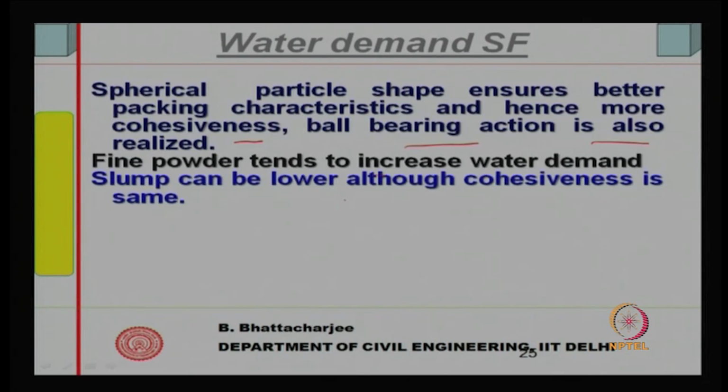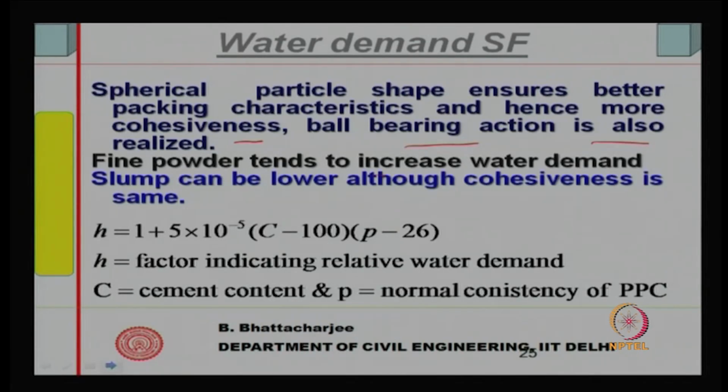Slump can be lower, although cohesiveness is similar, like fly ash itself, and you have relative water demand. There is an expression like this, where H is a factor indicating relative water demand for pozzolanic material. If it is 100% cement, this H factor is not there, and this term will be simply 1. Put C equals 100, this term is 1. C is the cement content, P is in percentage.